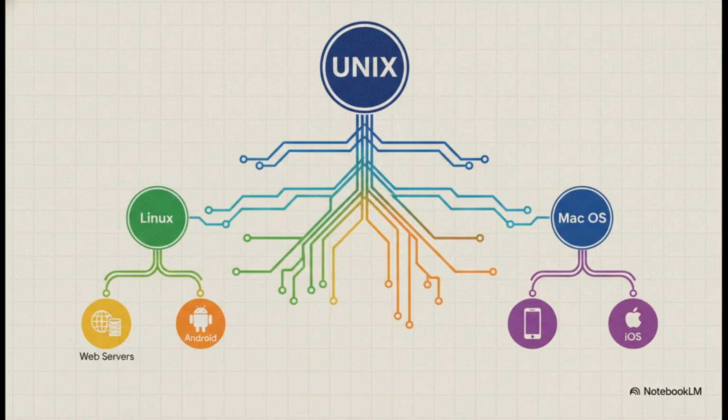Seriously, trace the branches of this tree. Linus Torvalds' Linux, which powers the world's web servers and serves as the kernel for literally every Android phone, alongside Apple's Mac OS X and iOS, they all trace their direct ancestry right back to Unix. These supposedly distinct, rival platforms are actually part of the exact same sprawling digital family.